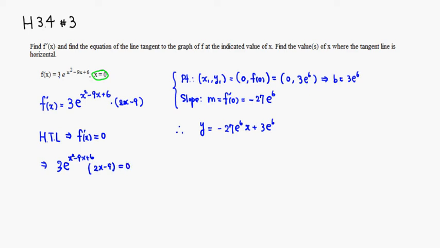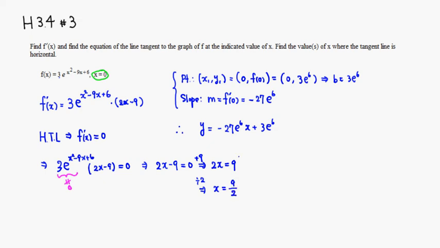But you can see that 3 is never 0. The exponential function is positive, so this is never 0. The only chance would be 2x minus 9 equals 0. We add 9 to both sides and get 2x equals 9. Then we divide through by 2 to find x equals 9 over 2.